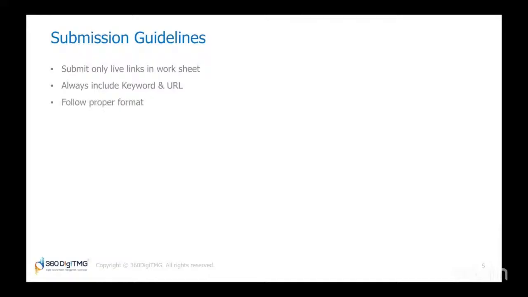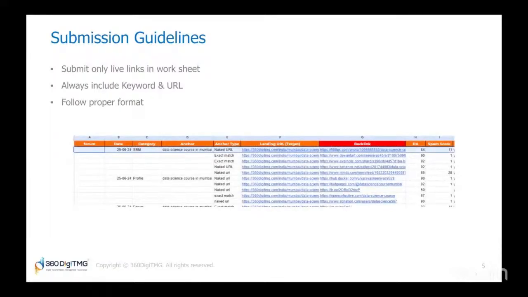Right, friends? And also we need to follow the proper format. It should contain a table, and it should have some coloring on the headlines. We need to mention live links. We also need to mention the keyword and URL. This is how it should be. So the table format: DA, spam score, and anchor type. In the next slide we'll discuss anchor type. And anchor text. What is the category? Like social bookmarking, profile, and also image submissions, video submissions, and also date. Date is very, very important, friends. We need to mention the date.